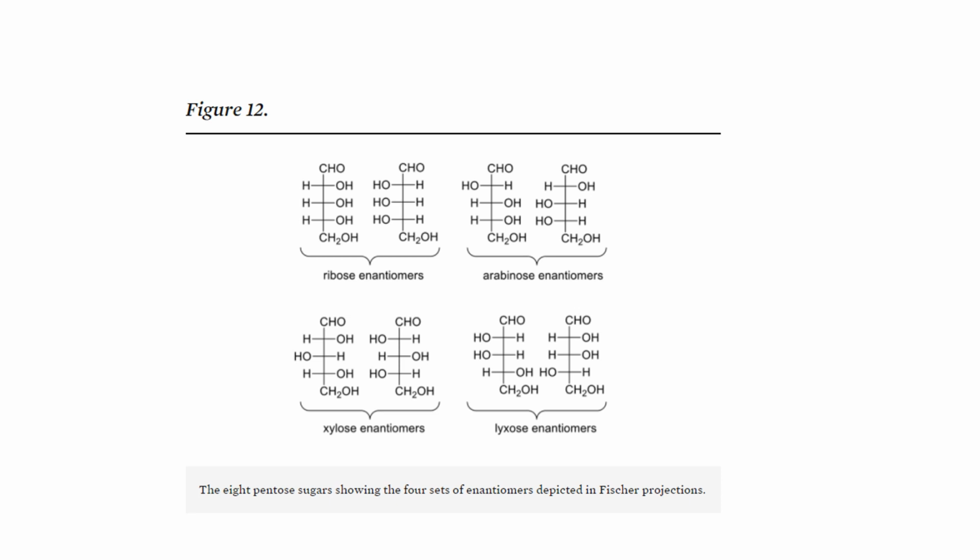There are 2 ribose enantiomers, 2 arabinose enantiomers, 2 xylose enantiomers, and 2 lyxose enantiomers. So between the D and L configurations, there would have been 8 possible pentose sugars for the genetic code to choose to use in the DNA/RNA backbone. And it is a very interesting question as to why ribose in particular, and even more specifically D-ribose, was chosen.